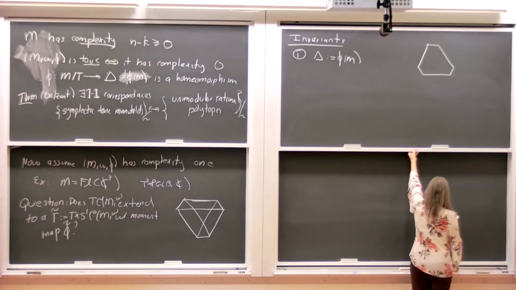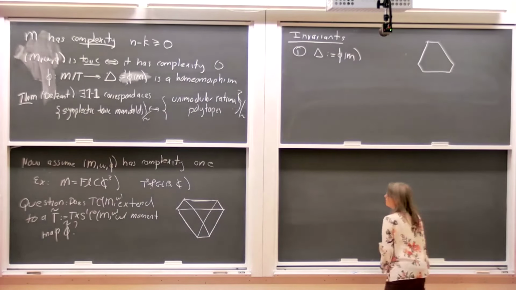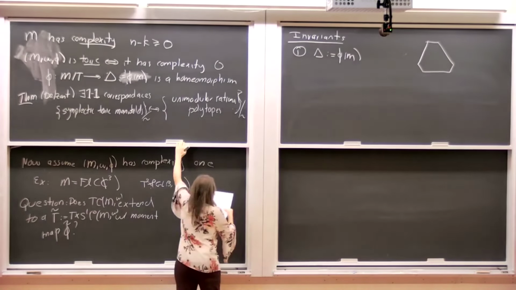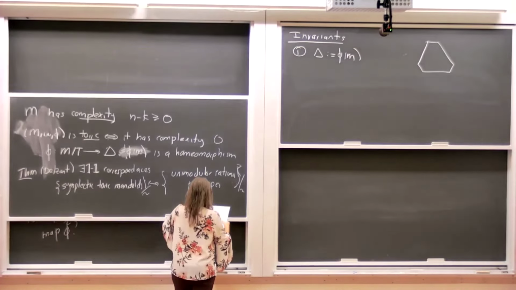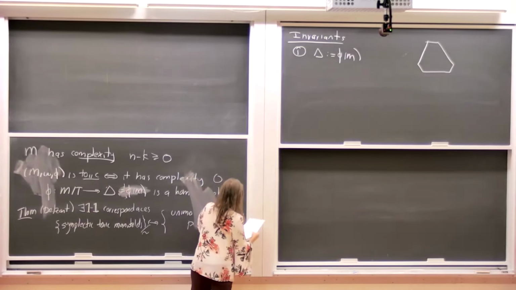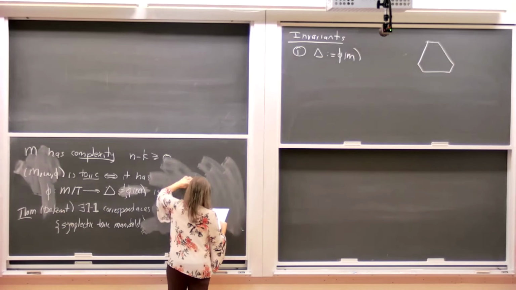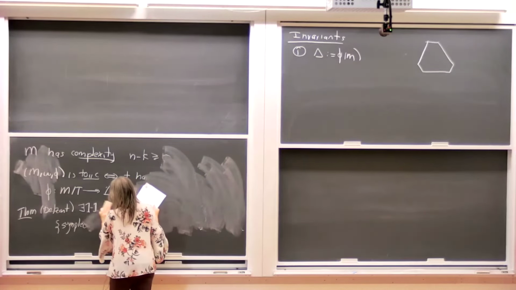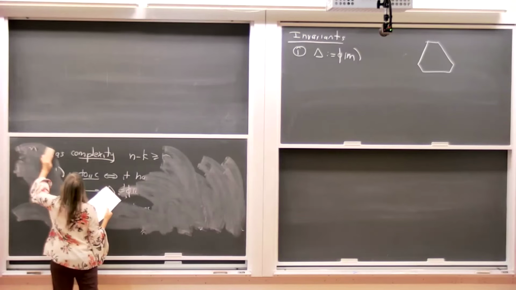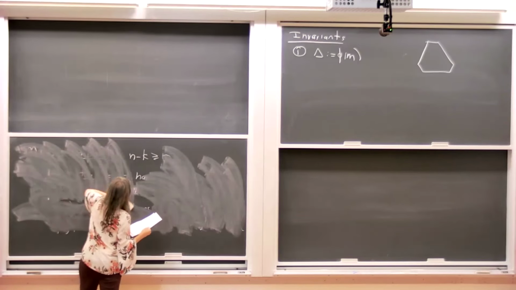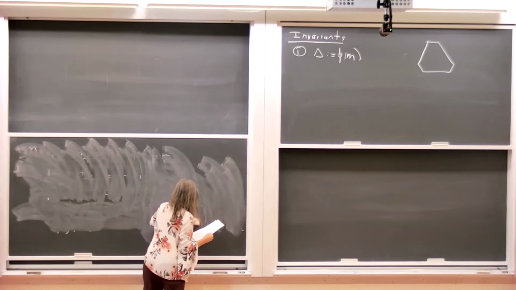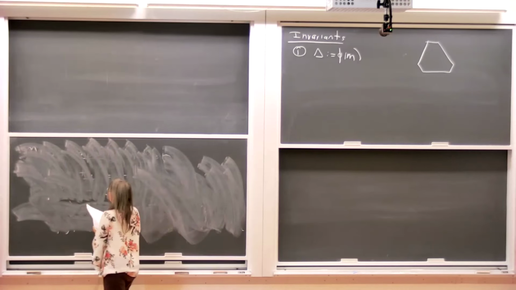Okay. So, all right, I'm sorry, I've got to think about how I'm going to do this. Okay. So great. So that's my first invariant. And now I need to talk about some more things. Okay.